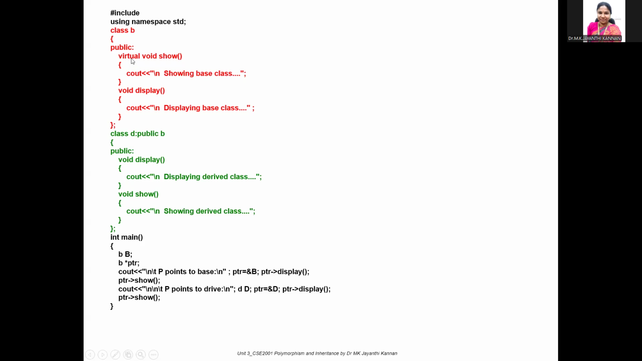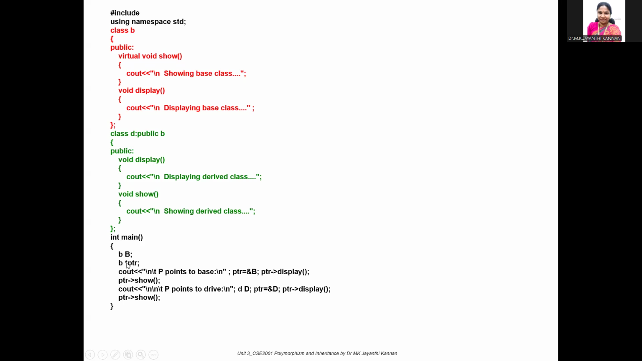So the keyword virtual is mentioned before the base class function show. So in the main program, class B object is created and a pointer object is created through the pointer, because we are using virtual function and runtime polymorphism.